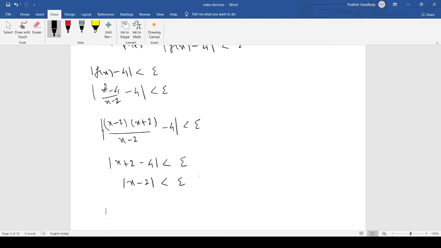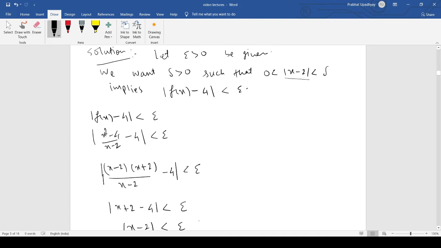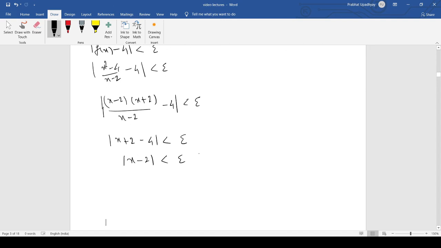But we want condition on mod x minus 2 only. Let's see here. We want to choose delta such that 0 less than mod x minus 2 should be less than delta. So now here, if I want mod f of x minus 4 to be less than epsilon, I will have mod x minus 2 less than epsilon. That means it suggests that I should choose my delta equal to epsilon.